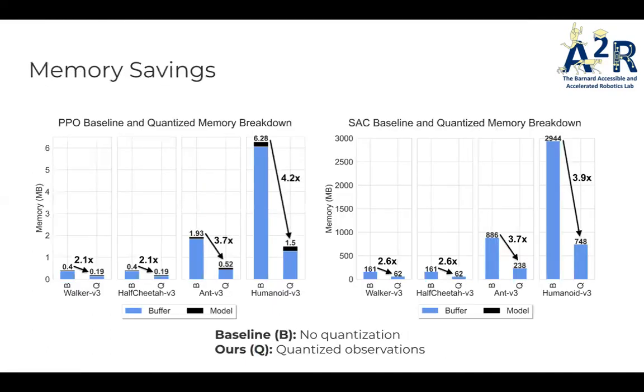In terms of memory savings, we compute the total memory requirements of PPO and SAC, two state-of-the-art learning algorithms, both without and with observation space quantization. We break down the memory usage between the model, black, and buffer, blue. We see that overall memory costs decrease by as much as 4.2 times with quantization.